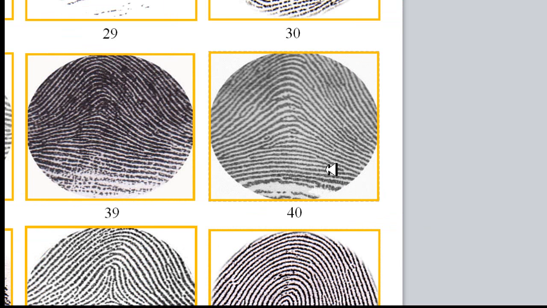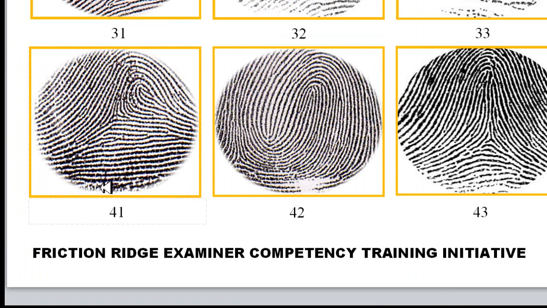40 is a clear example of a plain arch. 41, 42, and 43, well, the first two, 41 and 42, should be eliminated as plain or tented arches, however number 43 is a very high rising tented arch, and the very center is rising very abruptly and with the sharp points here. So this is a tented arch.